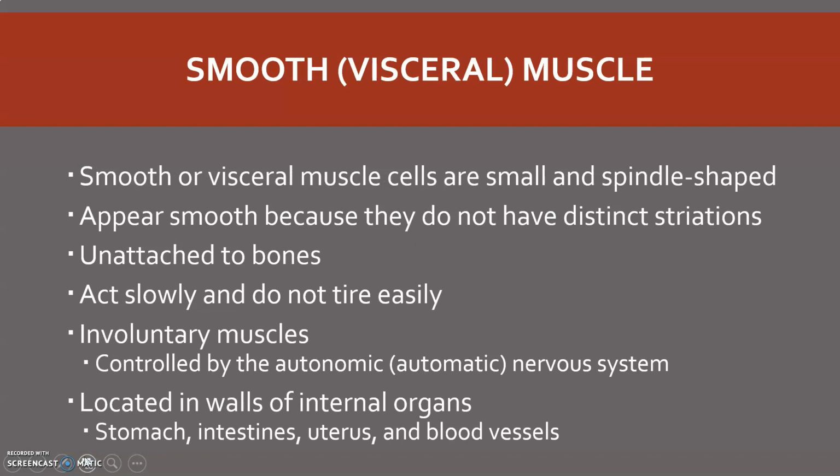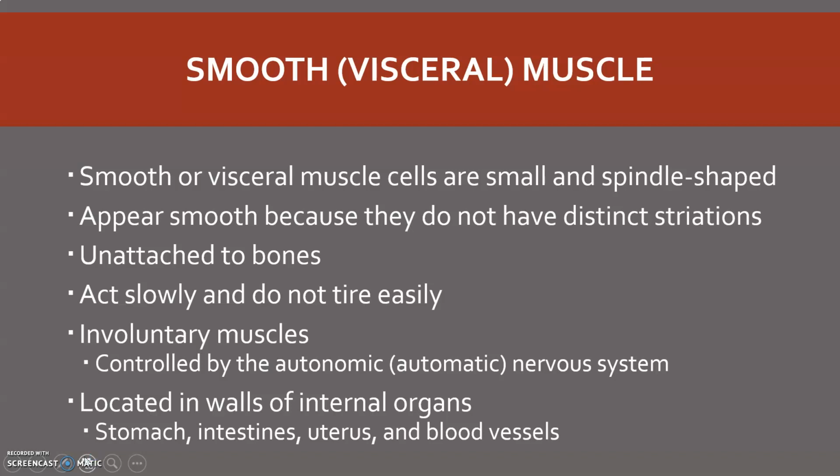Next, we are discussing smooth or visceral muscles. Smooth muscles are also called visceral muscle cells because they are located within the walls of hollow organs, where viscera means organ. Smooth muscle cells are small and spindle-shaped. They appear smooth because they do not have distinct striations or stripes. They are unattached to bones. They act slowly and do not tire easily.